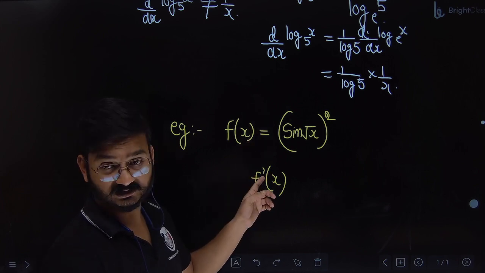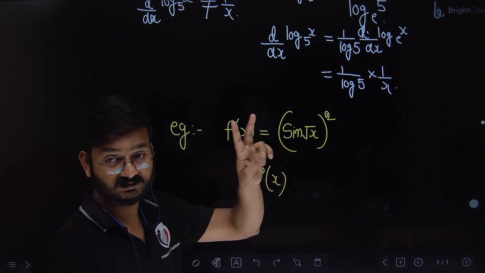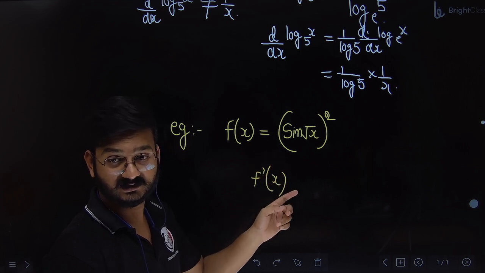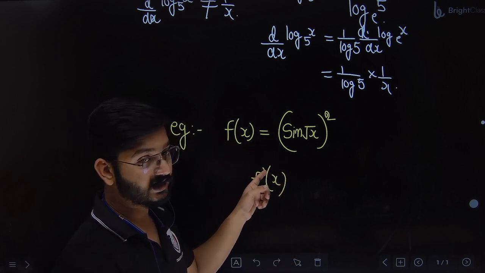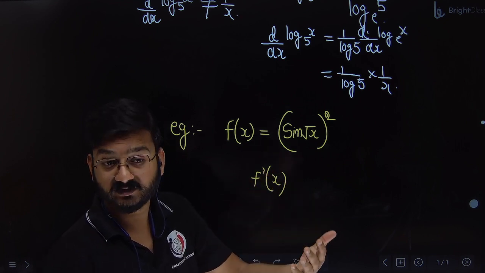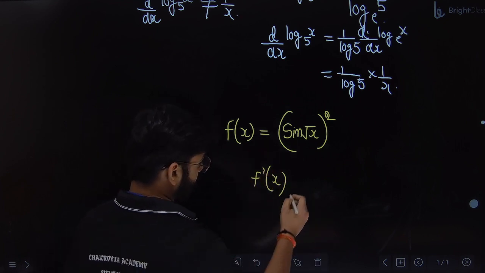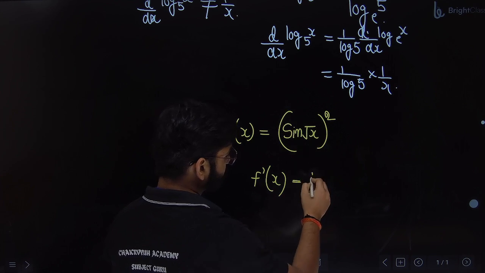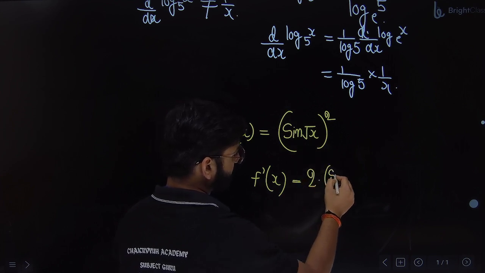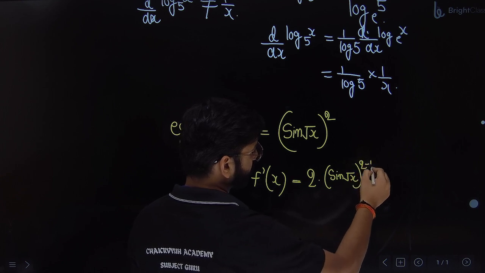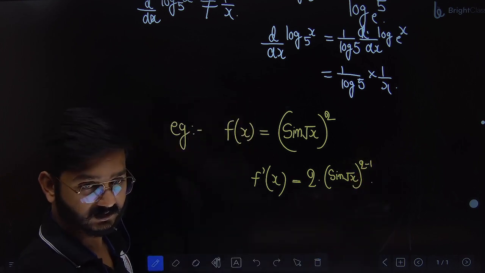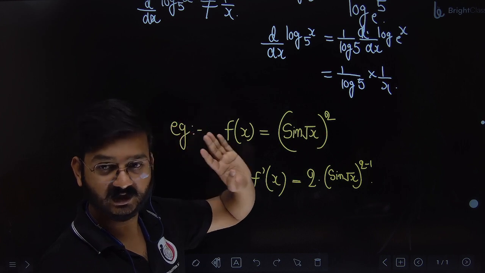If I write f double dash, it means 2 times. If I write f triple dash, 3 times differentiation. If I write f to the power n, it means n times I have differentiated. So 2 will come down, 2 into sin x to the power 2 minus 1. Any doubt? So the outermost thing is done.